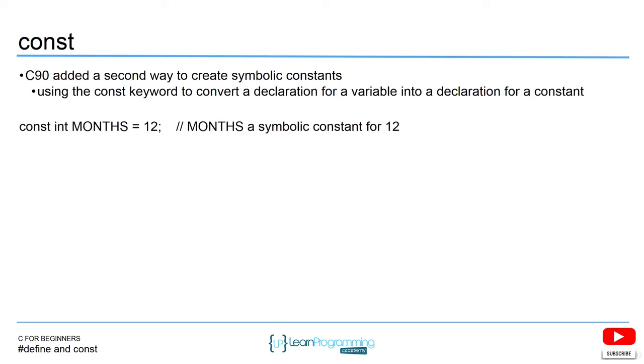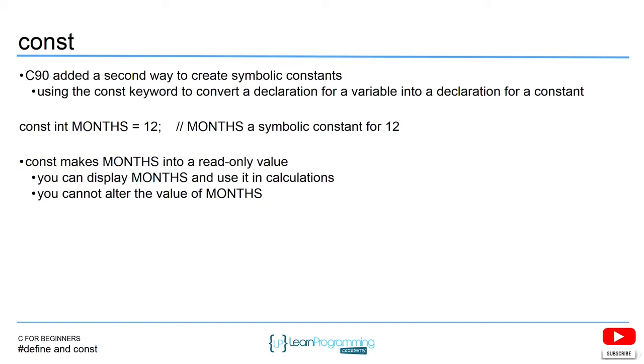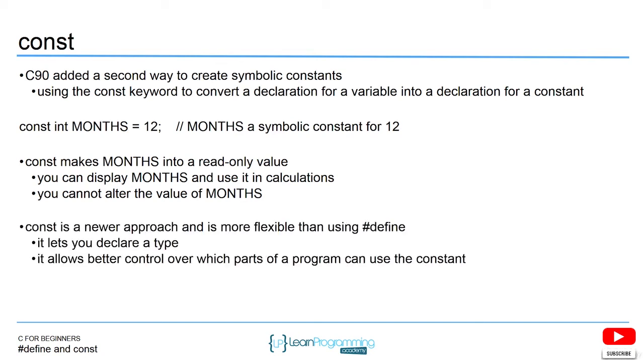We're not calling it a variable because a variable can change, right? That's why it's called variable. You have constants or variables. And const months is not a variable, it does not change. Const makes months into a read-only value. You can display months and use it in calculations. You cannot alter the value of months. Right? And so constants are important if you do not want data to change, and also they can replace magic numbers. Const is a newer approach.